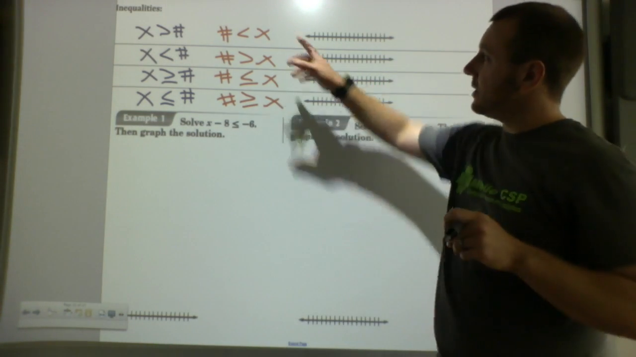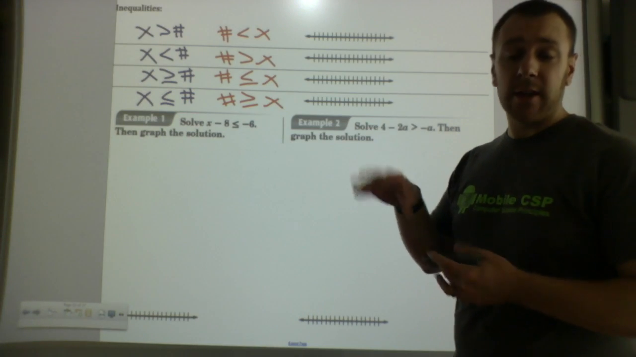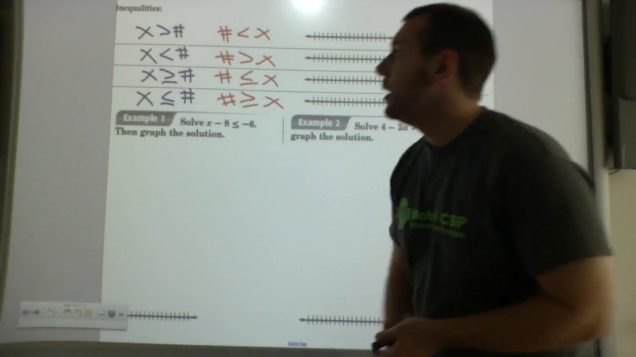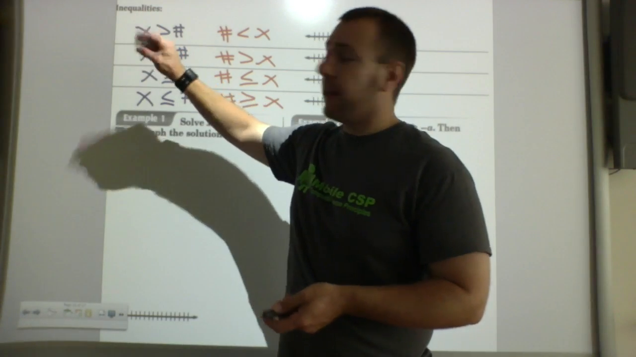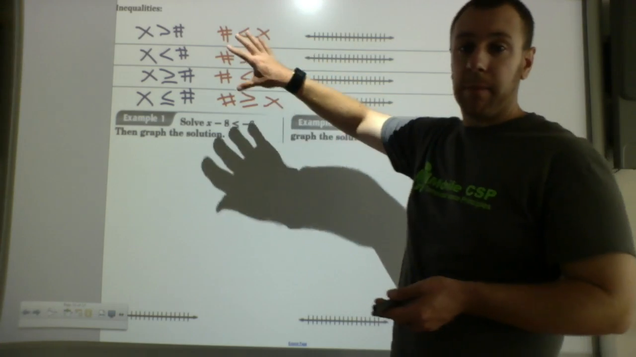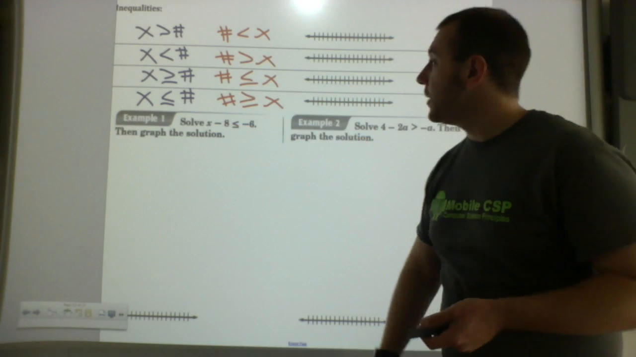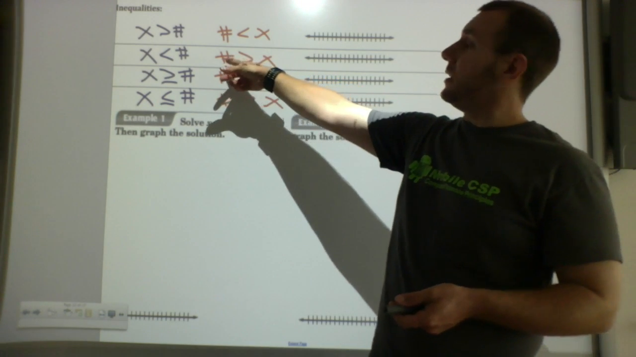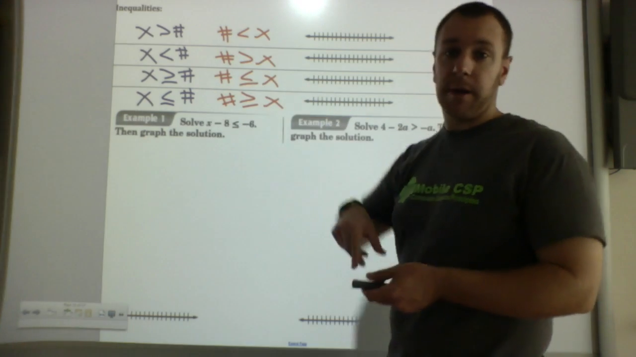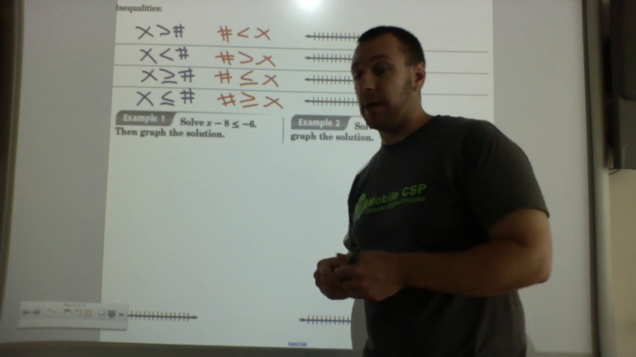The trick with this is you have to read from the variable. And if you remember back, they talk about the alligator eating the bigger number. Well, you have to read from the variable. So in this case, the alligator's eating the x, so x is greater than that other number, whatever number that is, even if it occurs on the right-hand side. While here, the alligator's eating the number, so x is less than the number. So you have to read it from the variable. That always helps you when the graphing comes in.